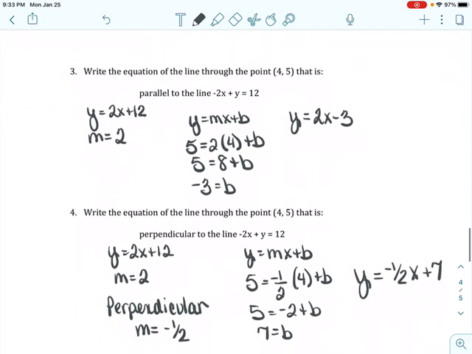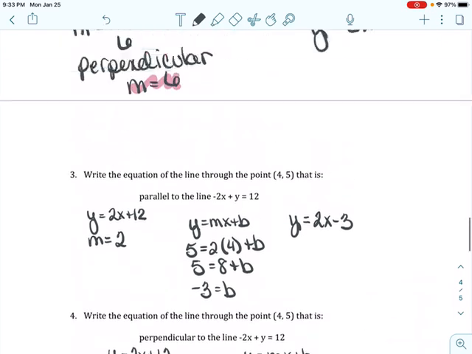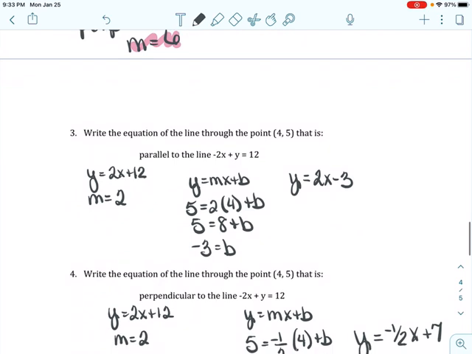All right, let's see how we did. Okay, so I came up with y equals 2x minus 3 for the parallel, and y equals -1/2 x plus 7 for the perpendicular. Well, hopefully you got those answers. Awesome. If not, let's find out where we went wrong. Okay. All right, guys. Hopefully this cleared up questions about writing parallel and perpendicular lines and writing equations.